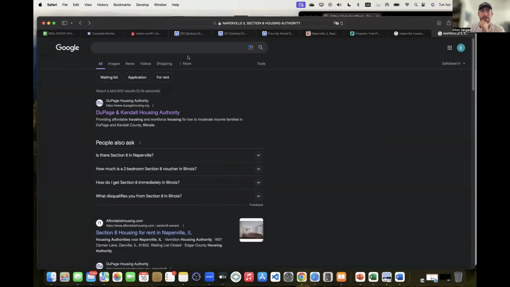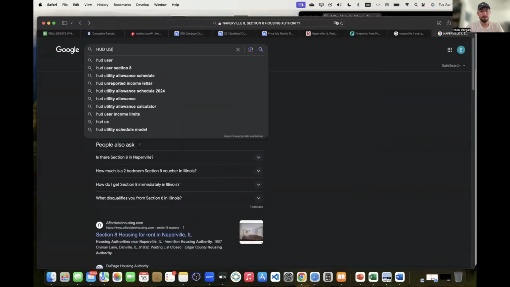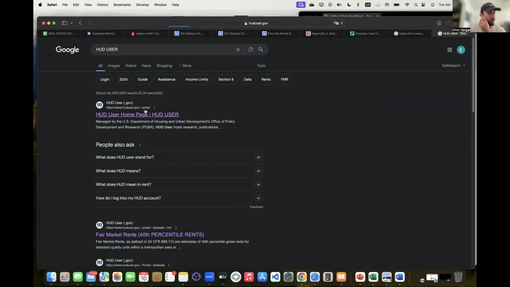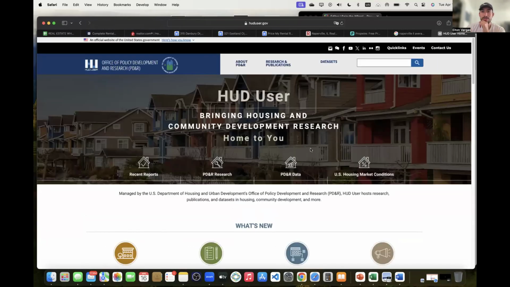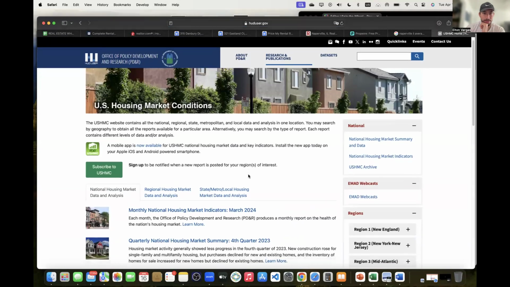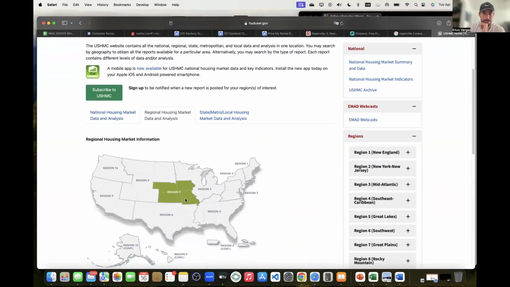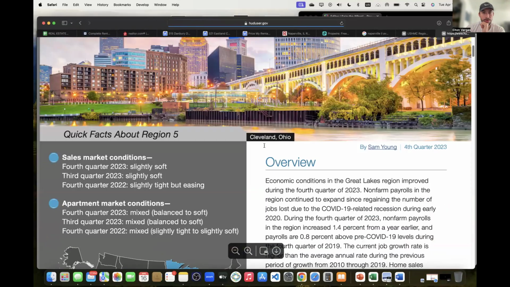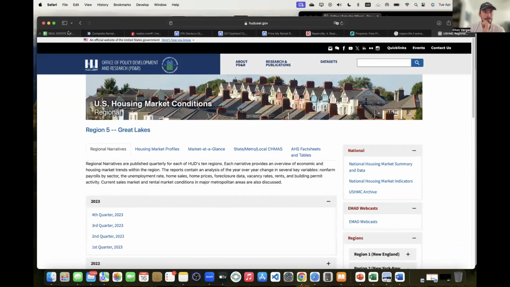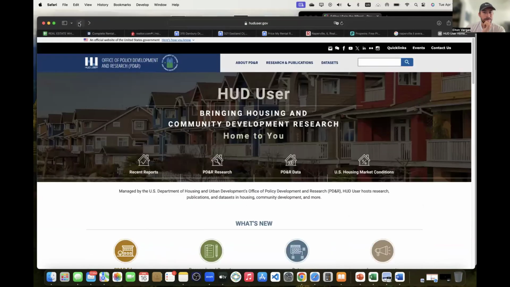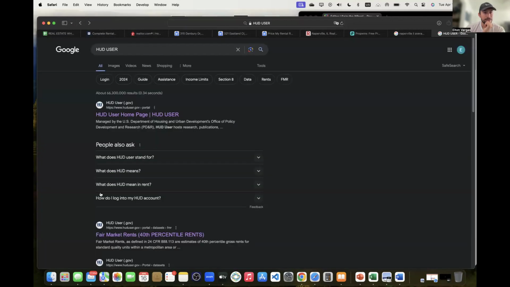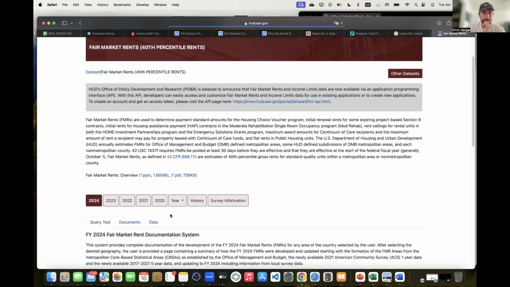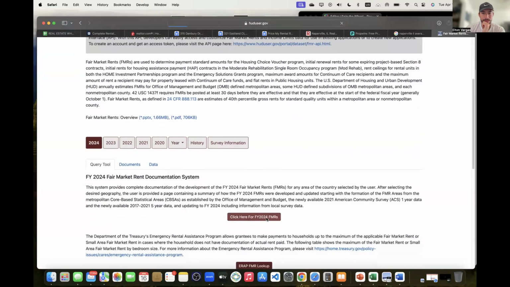Because, but here, let me head over to HUD user, and here's what I'm going to be able to find. Especially DuPage County, housing market conditions. Regional housing market data analysis, region 5, fourth quarter. That's not it. Hopefully, if I'm not able to find it, I apologize. I'm just stalling at this point, because I'm trying to look for it. Here we are.